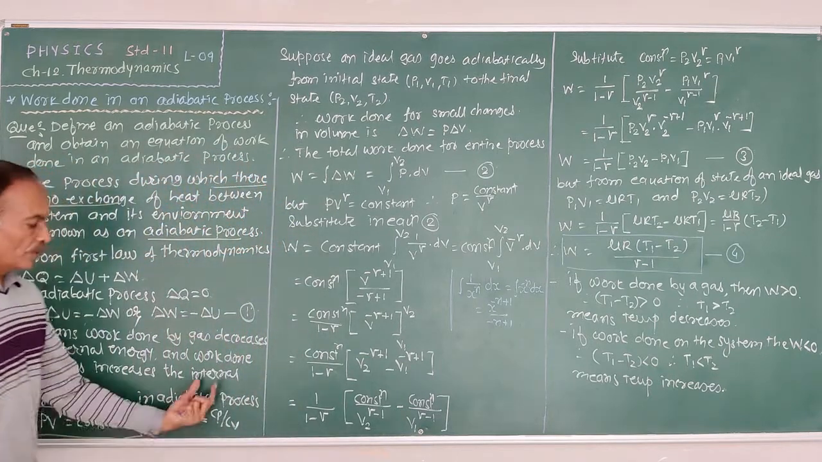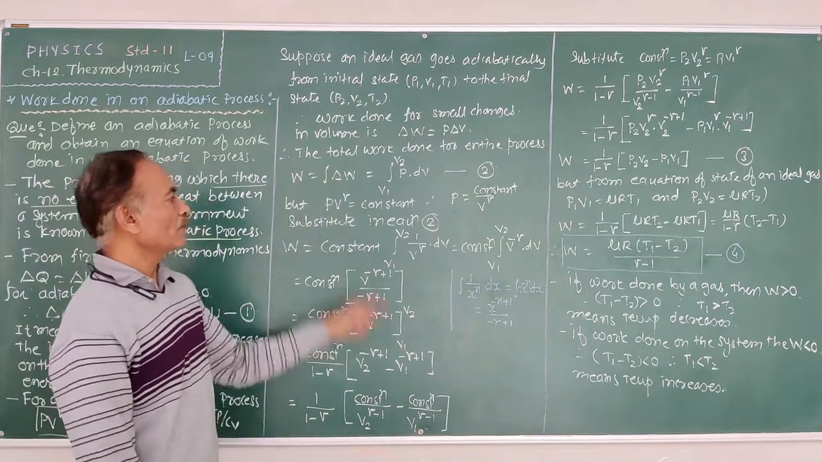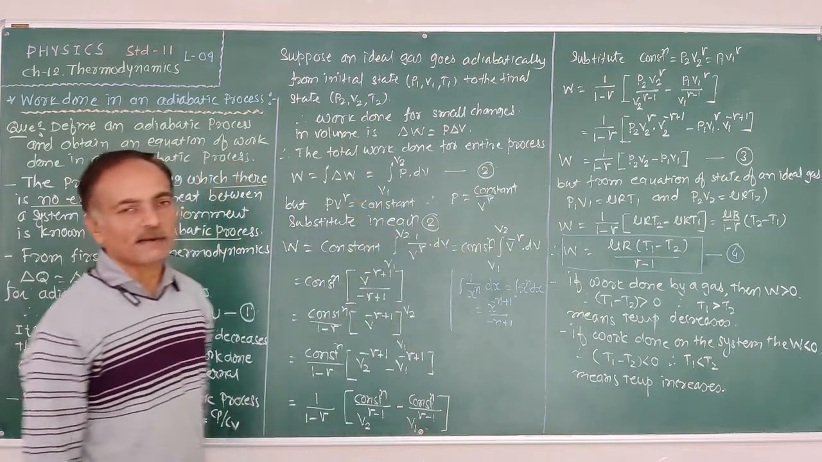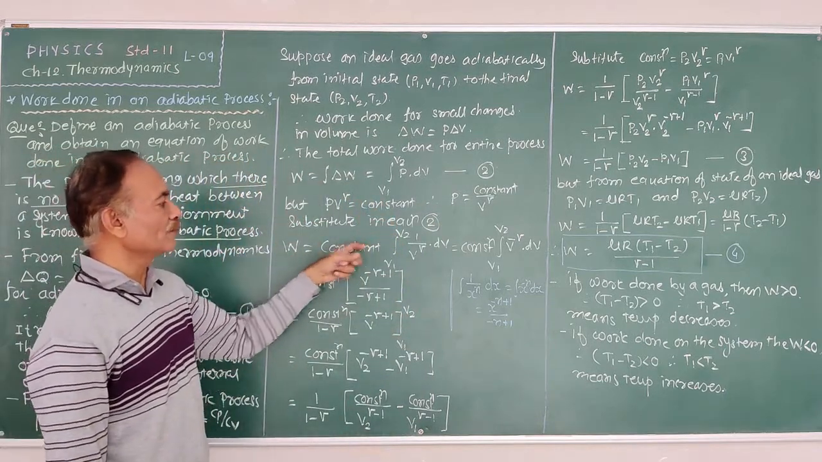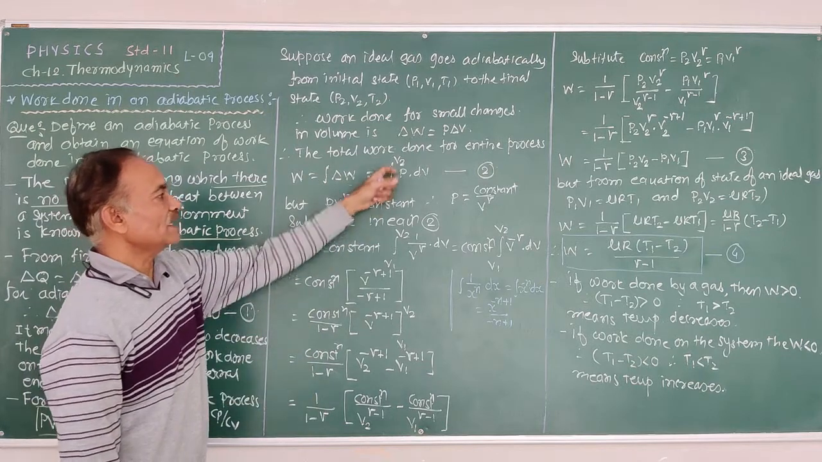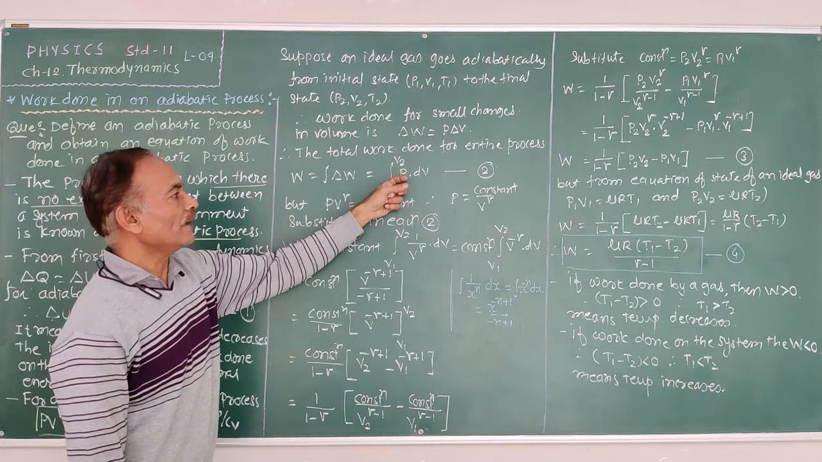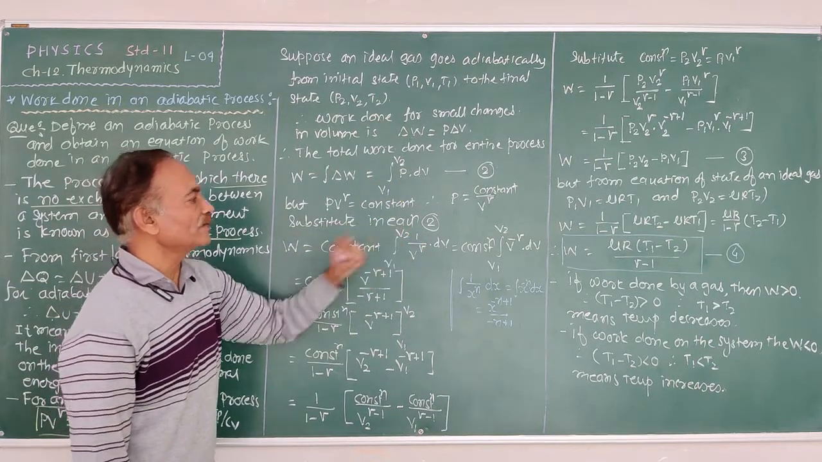Now, for an adiabatic process, PV to the power gamma is equal to a constant. Therefore, what is the value of P? P is equal to constant upon V to the power gamma. Substituting here, the work done W is equal to constant, integration from V1 to V2, instead of P we put constant upon V to the power gamma into dV.